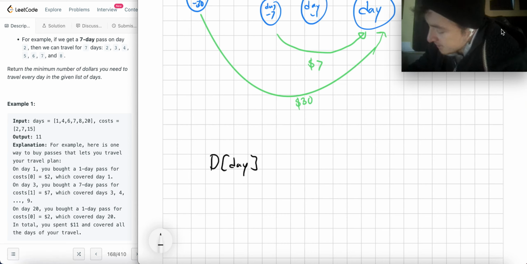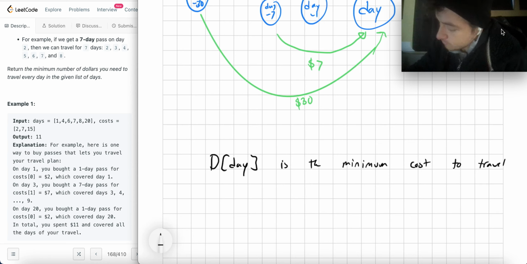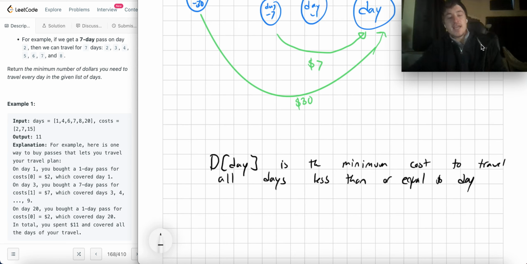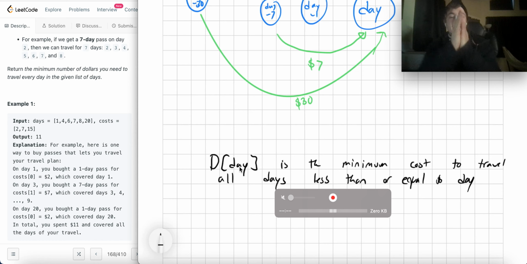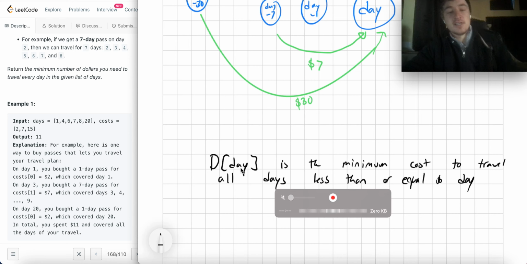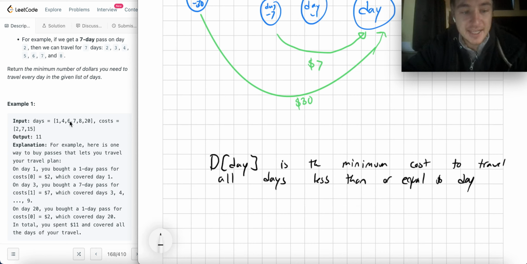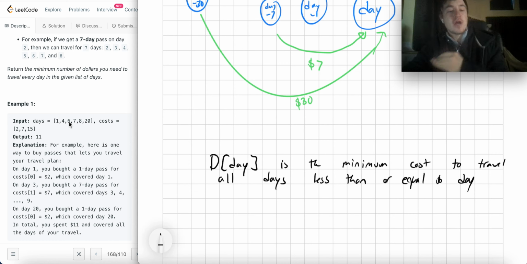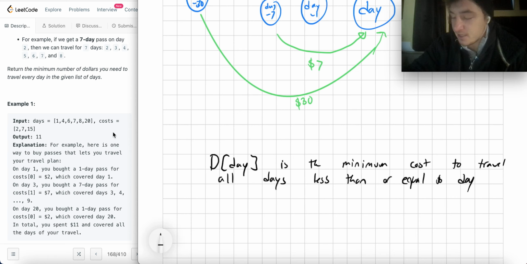All right, so D of day is the minimum cost to travel all days less than or equal to day. So basically it's saying D of day is, at this day, what is the minimum cost such that I travel all the days that come previous to this day, including this day, right? So D of 6 would be the minimum cost to travel up to 6 using 1, 4, and 6, right? Covering all of these previous days.